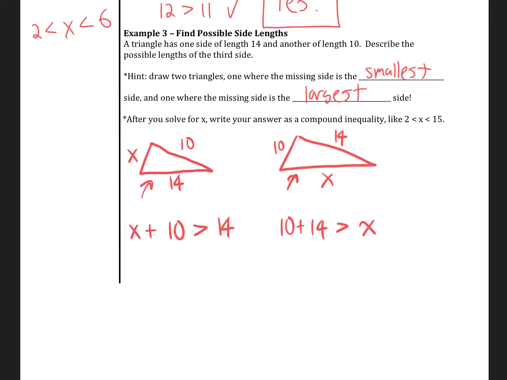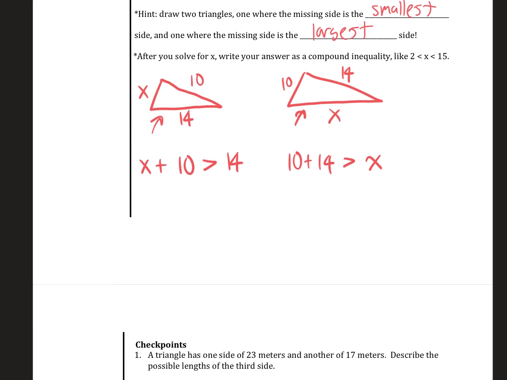Now we're going to simplify this a little bit. x plus 10 is greater than 14. How do we solve that? Just like we were solving an equation, we're going to subtract 10. So we get x is greater than, what's 14 minus 10? It's 4. And how about over here? What's 10 plus 14? 24 is greater than x.